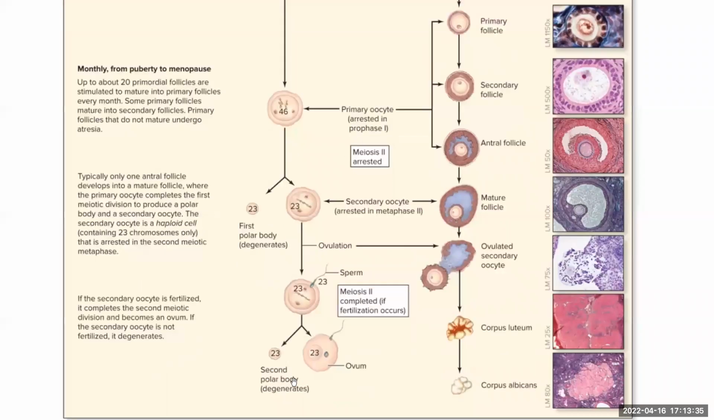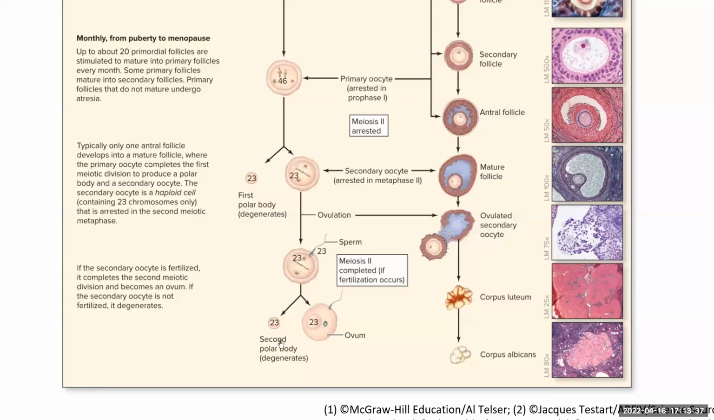Right, but then that's where we'll come up with that second polar body. Again, it's just some junk that was yielded from that division. So back up here, we have our mature follicle. We have our oocyte maturing and developing into a secondary oocyte, and it stays at metaphase 2 until it's fertilized. If it's fertilized, it'll complete meiosis 2. If it's not fertilized, it'll degenerate and just go away.